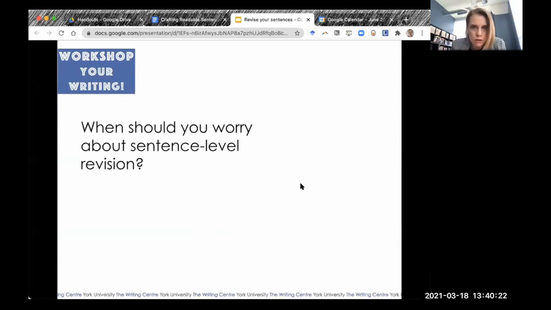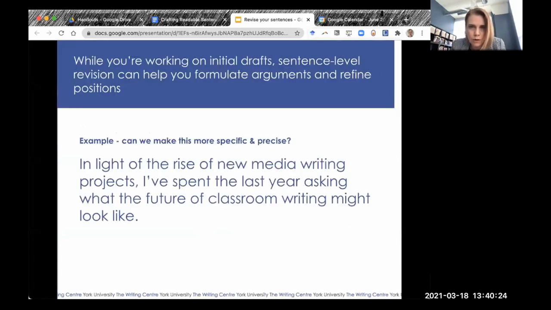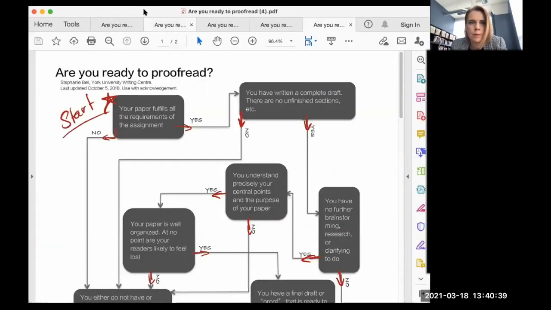I'm just going to unshare my screen for a minute if I can find the... Steph, you're muted right now. Can everyone see this handout?